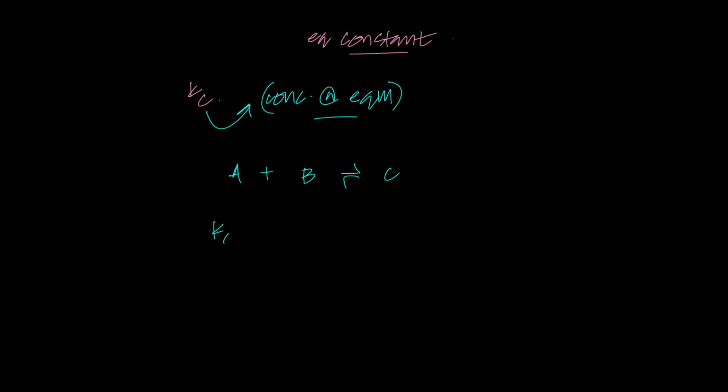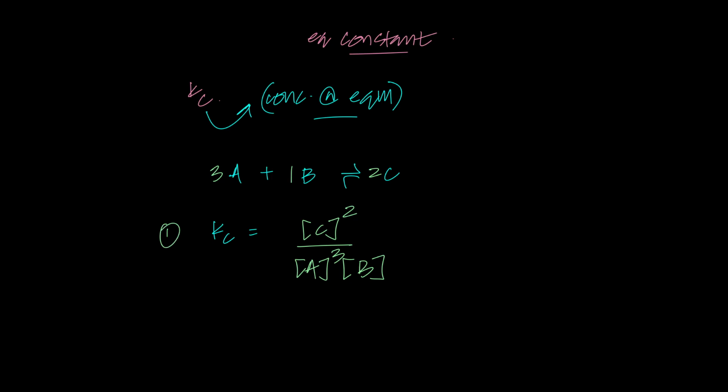So what would the Kc expression look like? Let's suppose this is 2 moles of C and this is 1 and this is, let's suppose, 3. So how would it look? It would look like this: C's concentration raised to the power of its coefficient, A's concentration at equilibrium raised to its coefficient, B's concentration at equilibrium raised to its coefficient, which is 1. We don't normally write 1, right? That's the Kc expression. We've learned how to write Kc expressions.